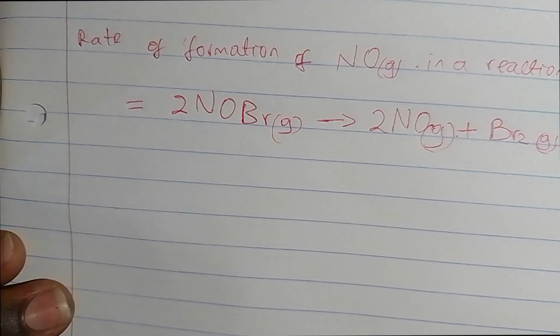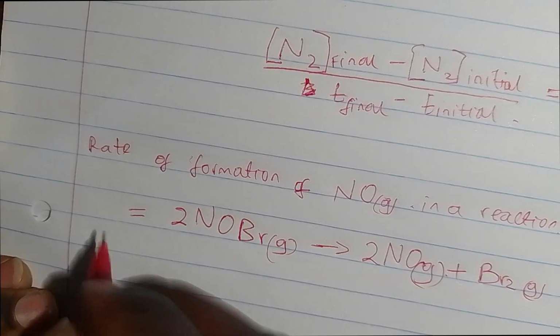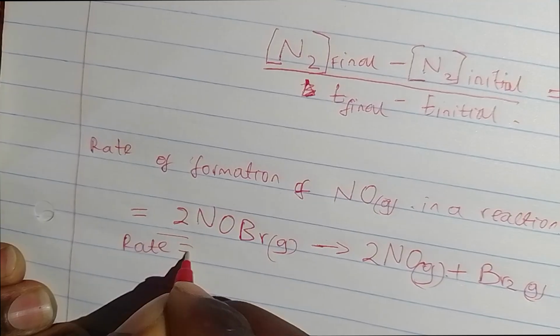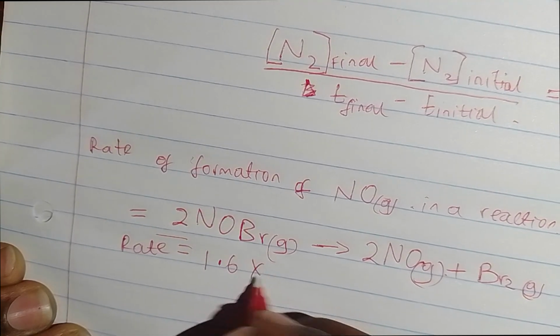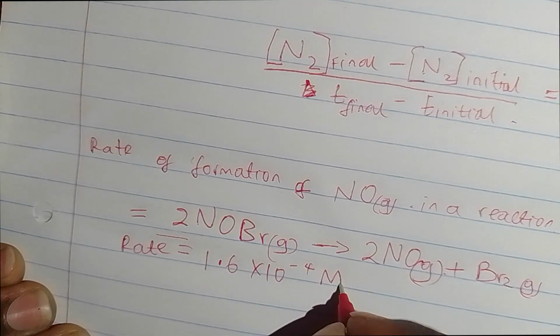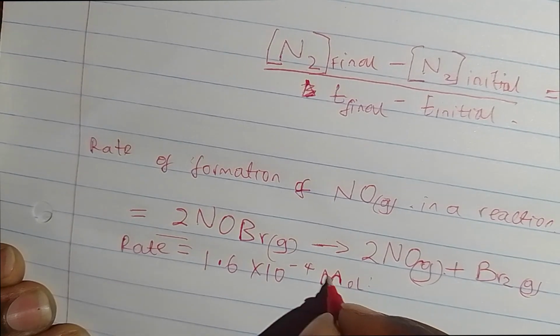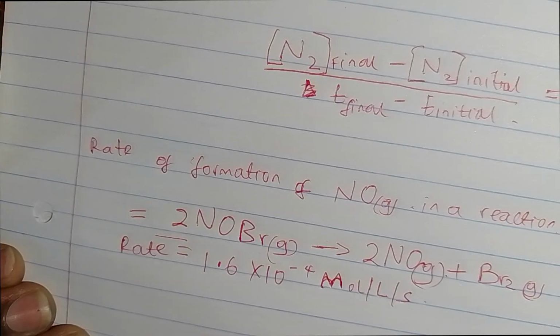Now, the rate for this reaction is reported to be 1.6 times 10 raised to the power negative 4 moles per liter per second. Now you are asked, what will be the rate of consumption of NOBr?